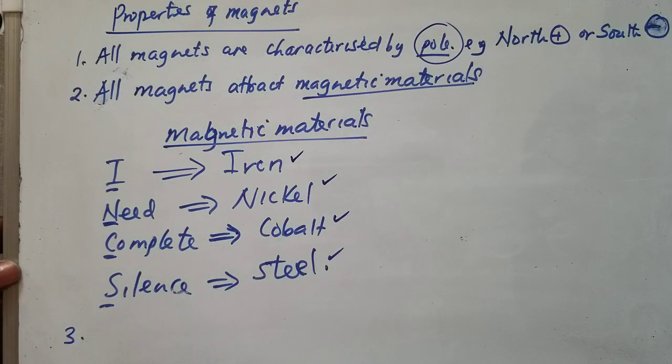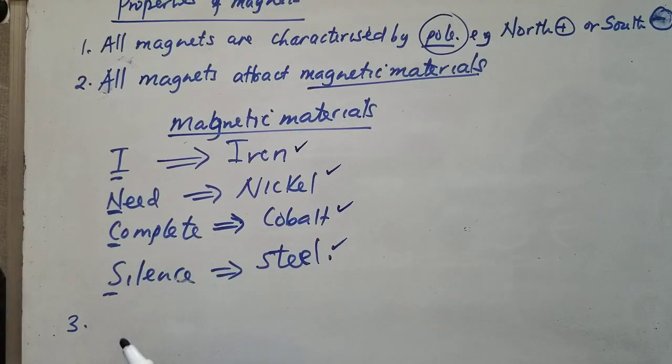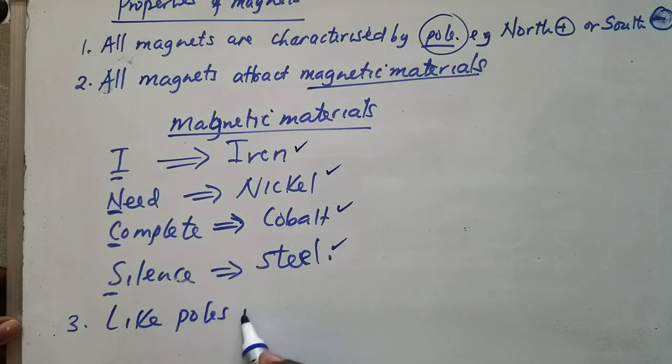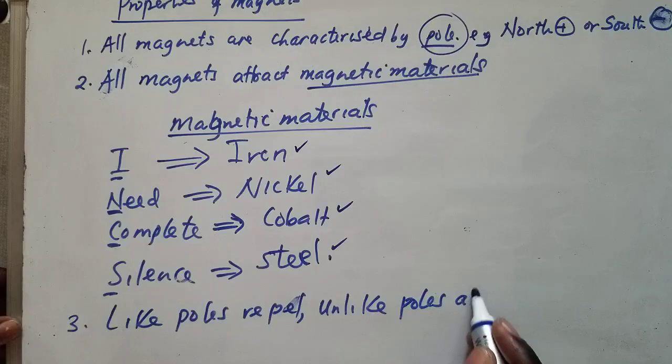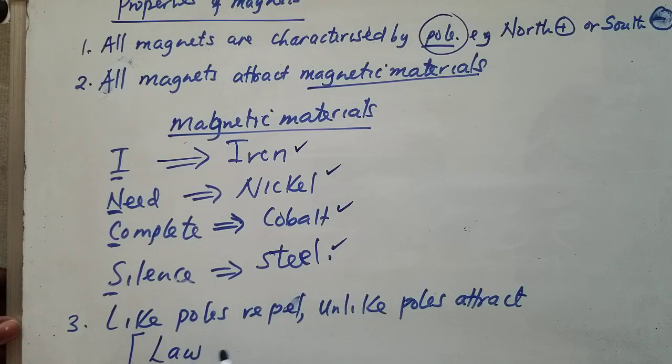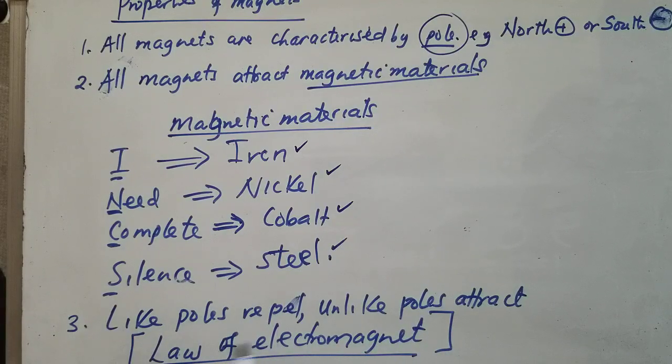The third property of a magnet is that like poles repel, and unlike poles attract. What we have stated here is what we call the law of magnetism. They are going to ask you to state the first law of magnetism: like poles repel and unlike poles attract. That's what you need to remember.